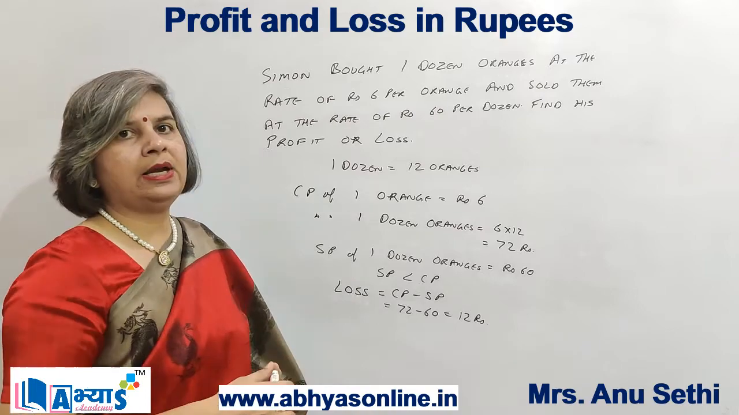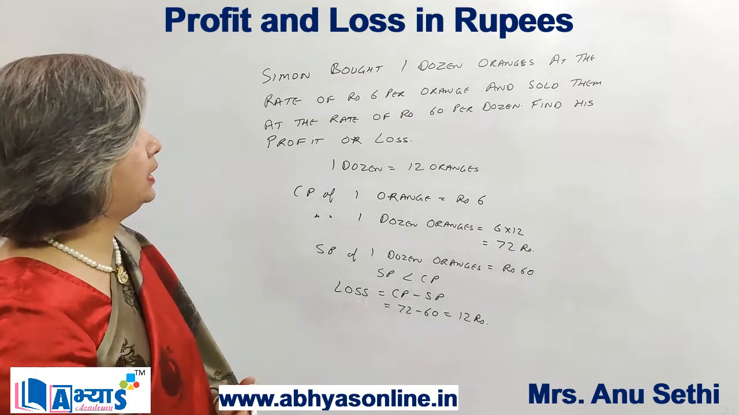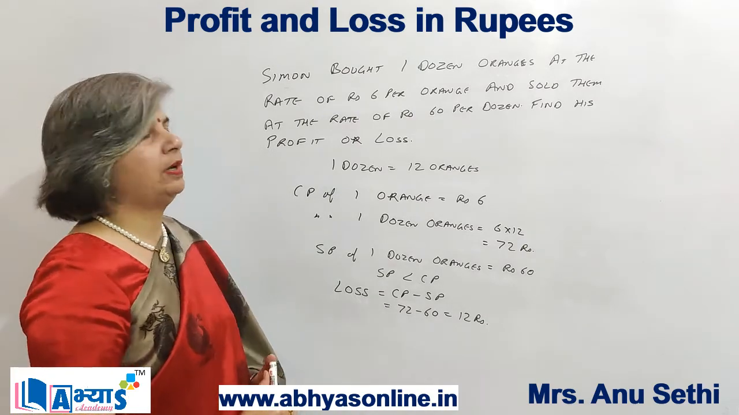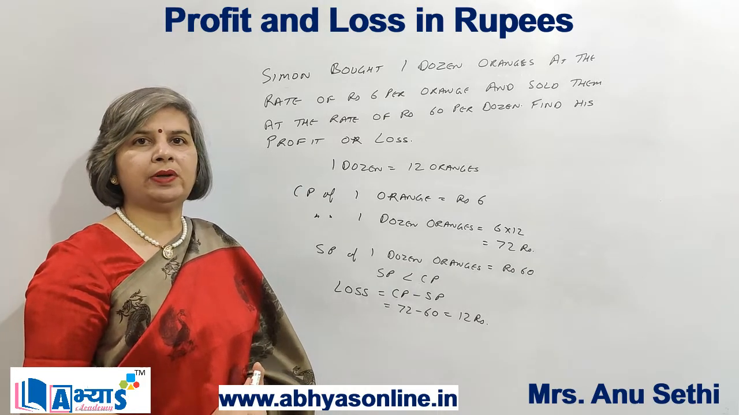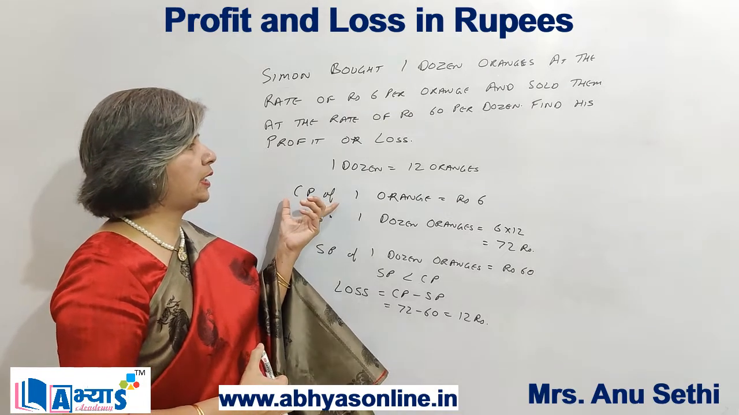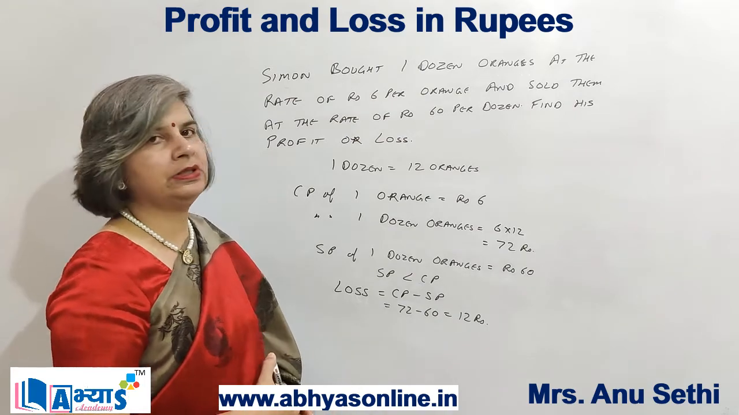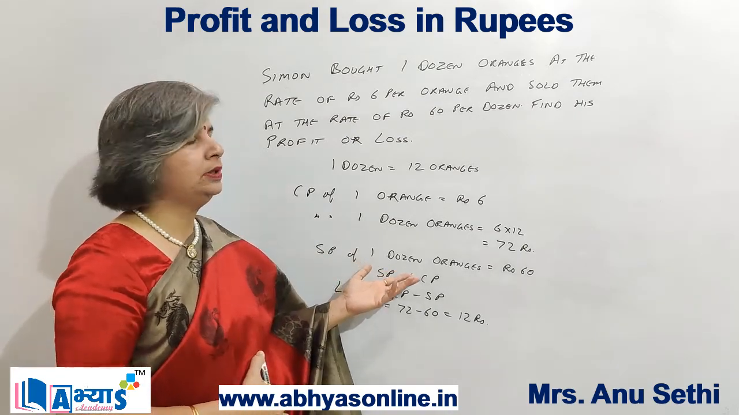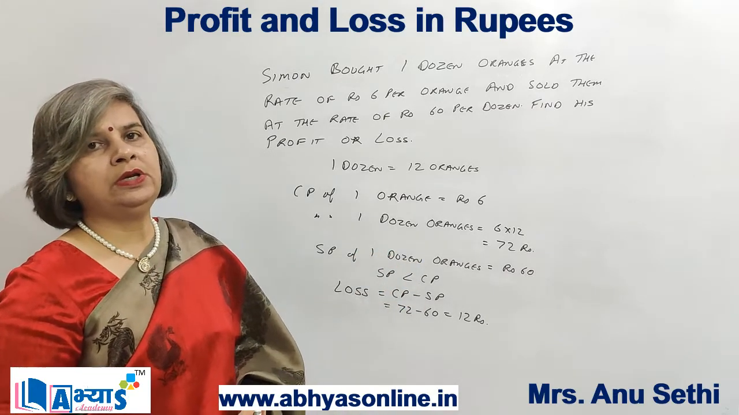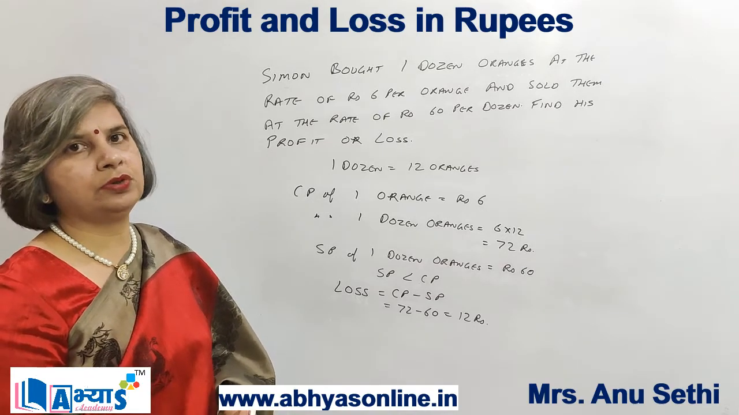In the earlier method, I had first calculated the selling price of 1 orange, and I had the cost price of 1 orange, so I calculated the loss for 1 orange, then I multiplied it with 12 to get the loss for 12 oranges. And in this method, as I am given the cost price of 1 orange, I have converted the cost price for 12 oranges, and then as I had the selling price of 1 dozen of oranges, I compared them and I found the loss. We can solve the question in both the ways. We can choose whichever we feel more convenient.